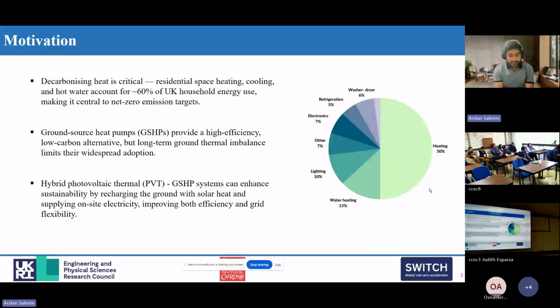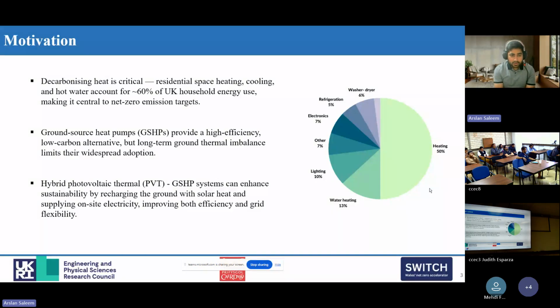In the context of the UK, United Kingdom, decarbonizing heat is critical, since residential space heating, cooling, and hot water combined thermal demand accounts for up to 60% of UK household energy use, which makes it crucial for achieving the net zero target. Looking at the solutions, ground source heat pumps provide a high efficiency, low carbon alternative, but they come with a problem. Their long-term operation can result in ground thermal imbalance, which limits their widespread adoption.